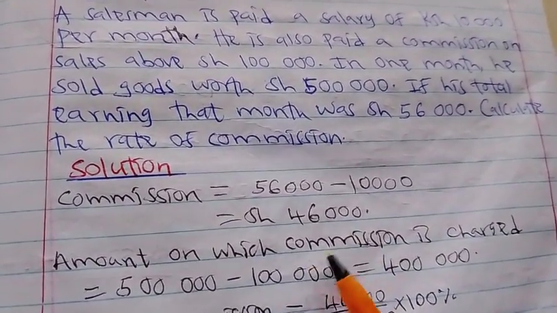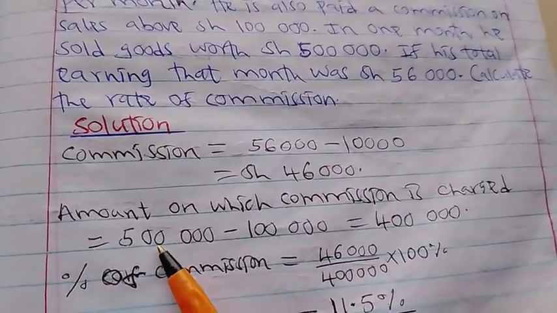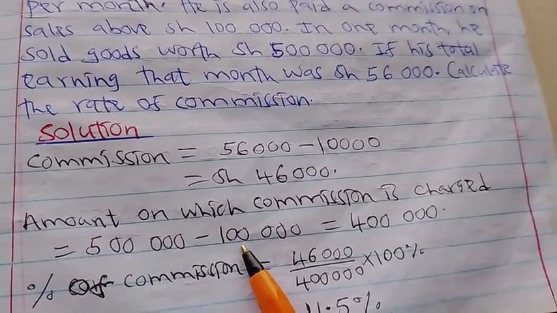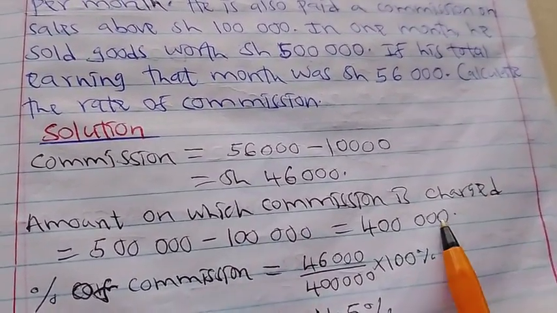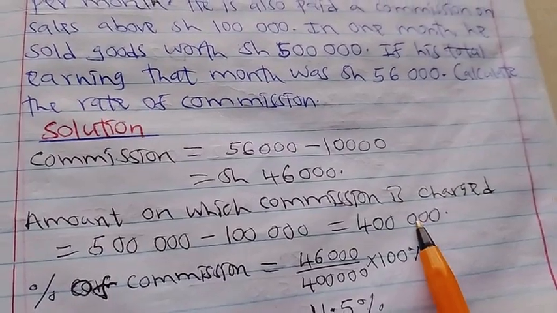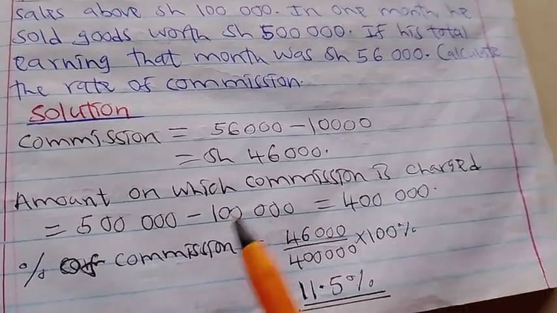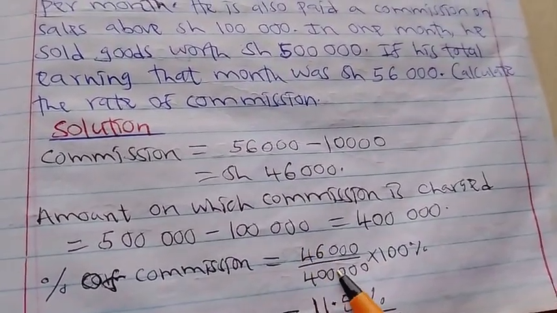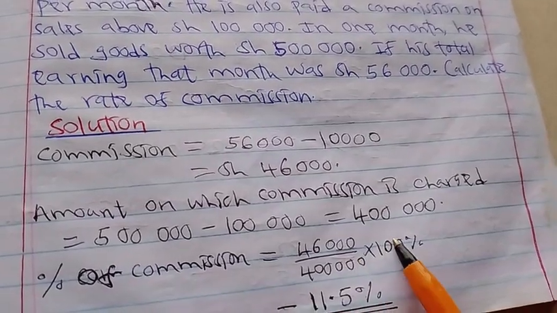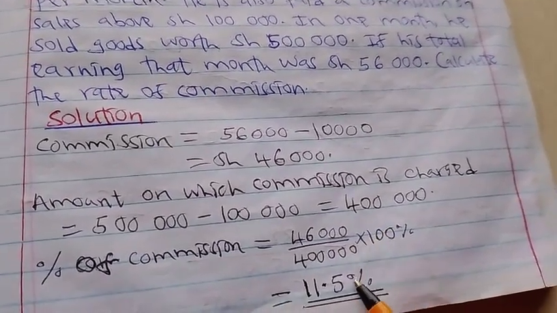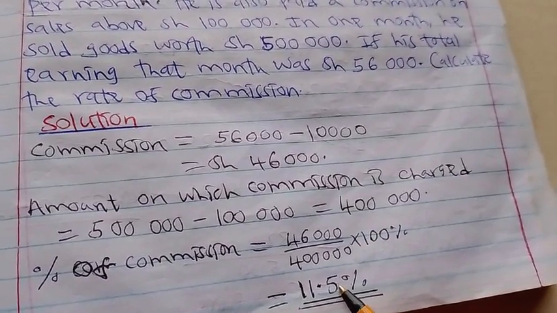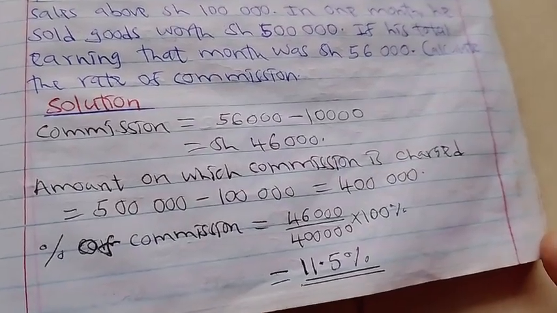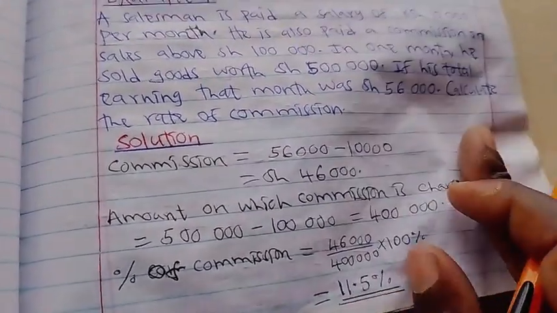The amount on which commission is charged equals 500,000 minus 100,000, because commission is charged for the sales above 100,000. That's 400,000. Therefore, commission was charged on 400,000 Kenya shillings. Now, the percentage of commission equals the commission over the amount on which it was charged, times 100%. That gives us 11.5%. Therefore, the rate of commission was 11.5% for sales above 100,000.